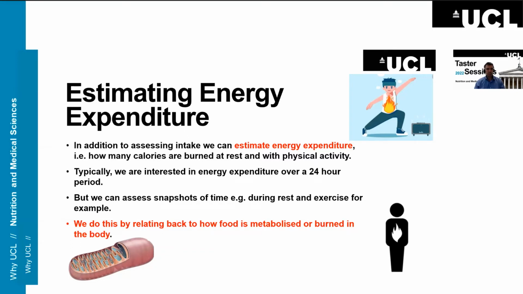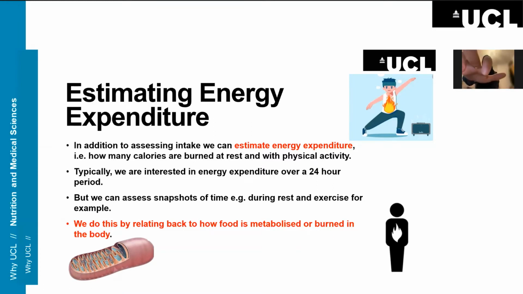But what we're trying to do is relate back how food is metabolized by the body, how it's burned. And I'm going to give you some key examples here. You can see in the bottom left-hand corner here, someone tell me what this is. This is in the cell. It's an organelle within the cell where food nutrients are metabolized. So in the Q&A, can you tell us what this thing is in the bottom left-hand corner?